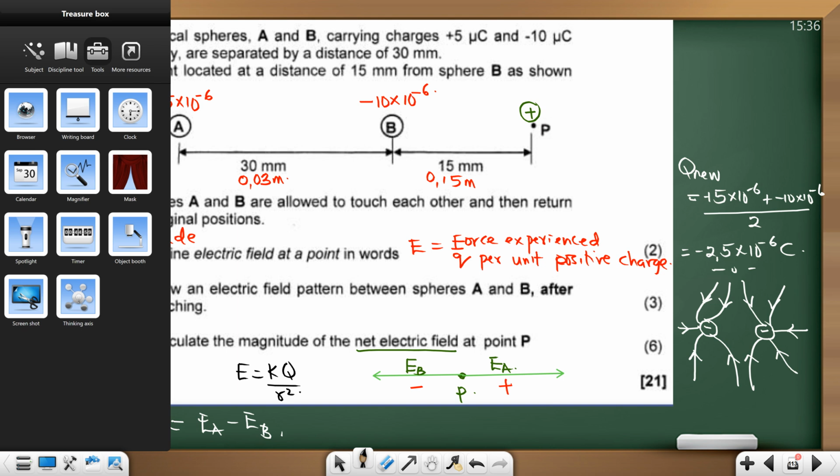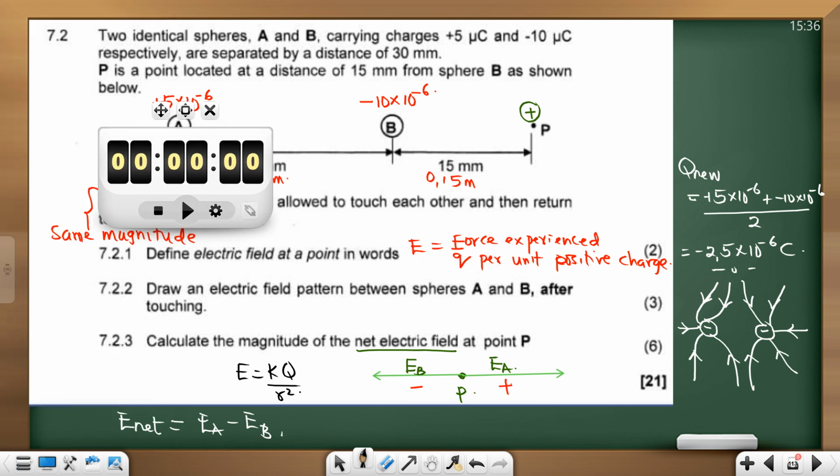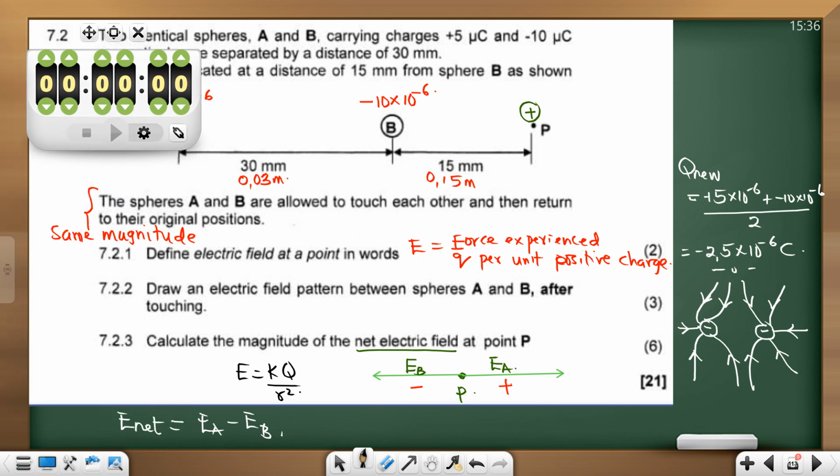Let me put a timer. I've already done the hard work. Yours is just to substitute. So 4 minutes should be fine, because of the exponents and pressing calculators.